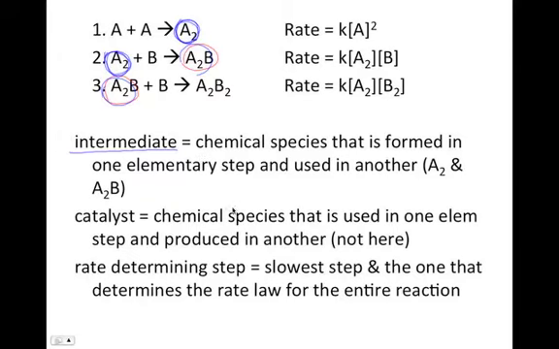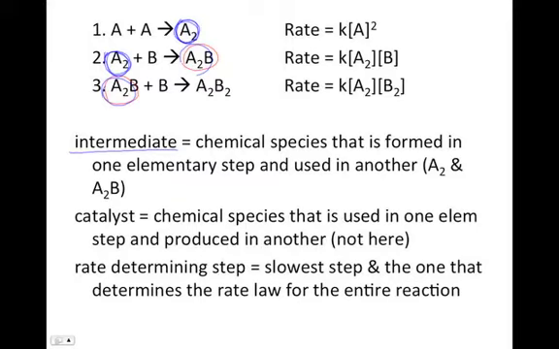And so the rate determining step is the one that's the slowest. Another way of thinking of it is you're only as strong as your weakest link. Well, the weakest link in a reaction mechanism is the slowest one. So you can only go as fast as your slowest step goes. And so it's the one whose rate law is used as the rate law for the whole equation.